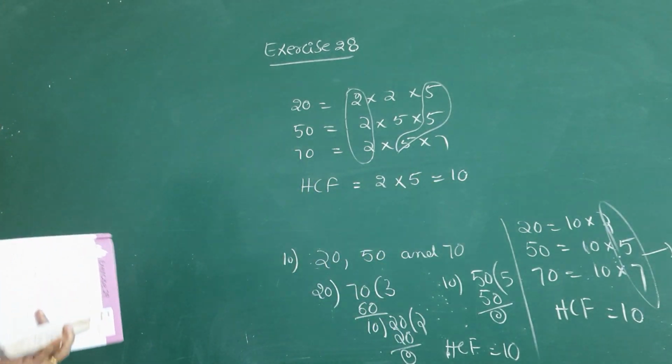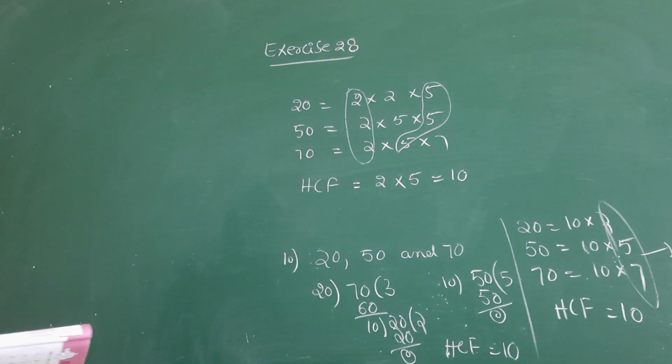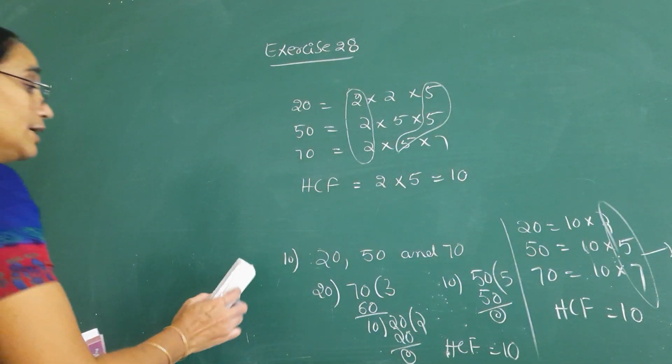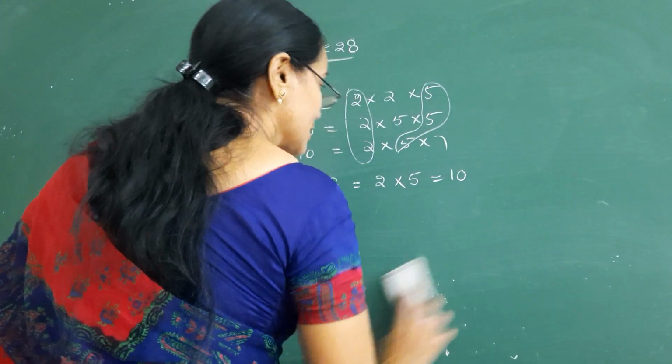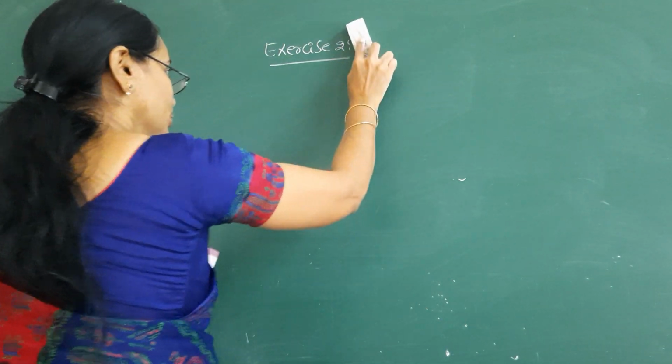Okay, so which one is comfortable? With whichever you are comfortable, you can do that method. Now I think this is comfortable for everybody. So exercise 28 is completed. Done. Go for 29.